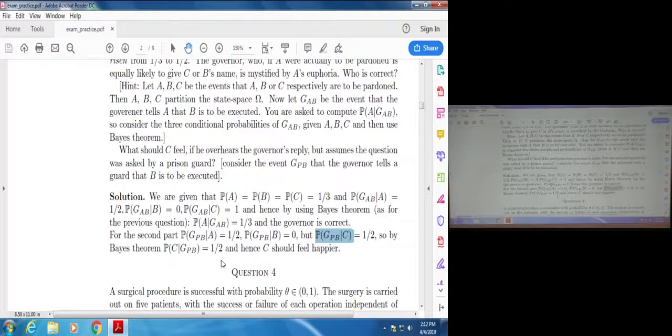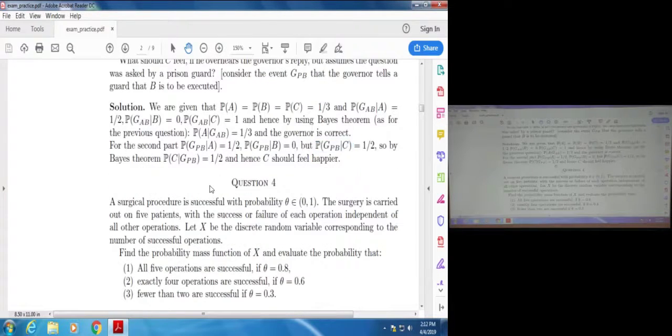So basically that's a half. Okay, so in this case, prisoner C should be feeling happier if indeed it was the fact that the governor was talking to the prison guard even though he wasn't. Okay. So that's question 3.